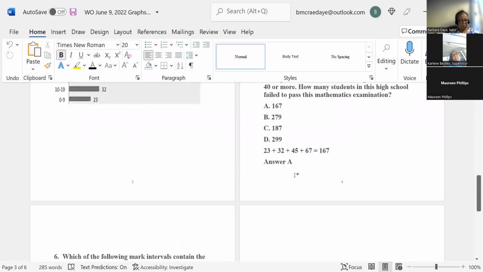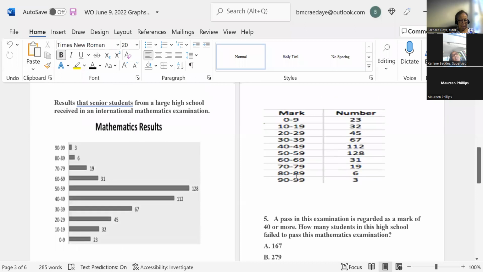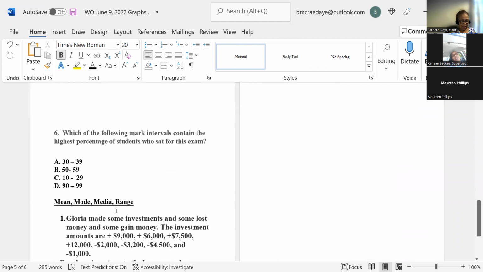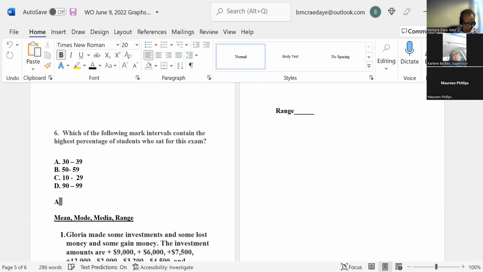Now, let's go back up, look at our numbers. Which category, which mark range would you say have the highest number of students who took this examination? 50 to 59. Very good, 128. Because when you add up everything and divide 128 by that number, you get the largest percent. The largest percent will come from the largest number, 50 to 59. And that would be what answer, Maureen? B, that's right. Very good.